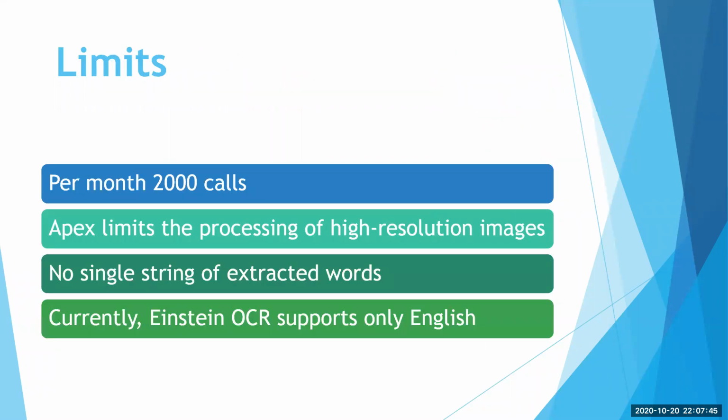There are certain limitations for this particular API. That is, we can make only 2000 calls per month. Also, high resolution images have some Apex limits that need to be taken care of. Also, when we scan this particular image, a single string is not obtained. Multiple strings or multiple words are obtained and in different order. So that is again a major drawback of this API. Also, it supports only the English language, and manuscript or handwriting is not yet supported.